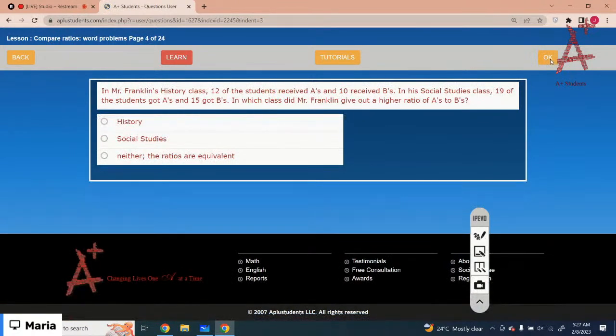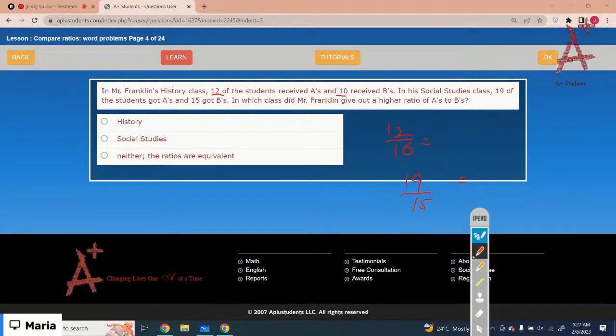Okay, the next one is: in Mr. Franklin's history class, 12 of the students received A's and 10 of the students received B's. So it would be 12 over 10. In the social studies class, 19 students got A's and 15 students got B's. In which class did Mr. Franklin give out a higher ratio of A's to B's?